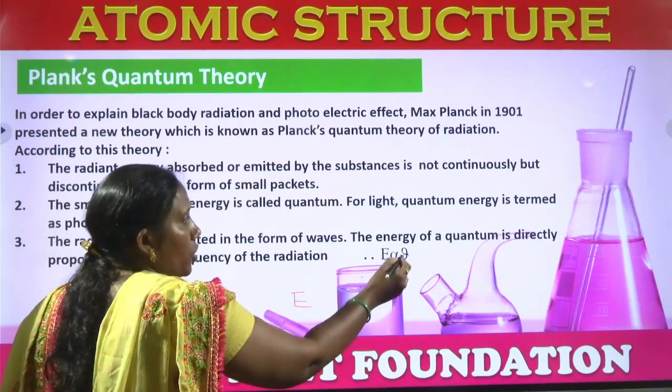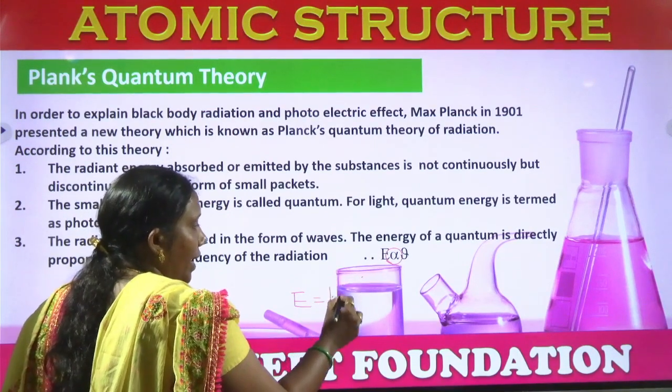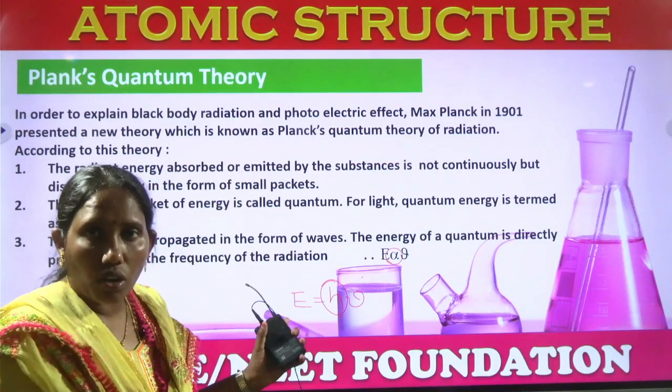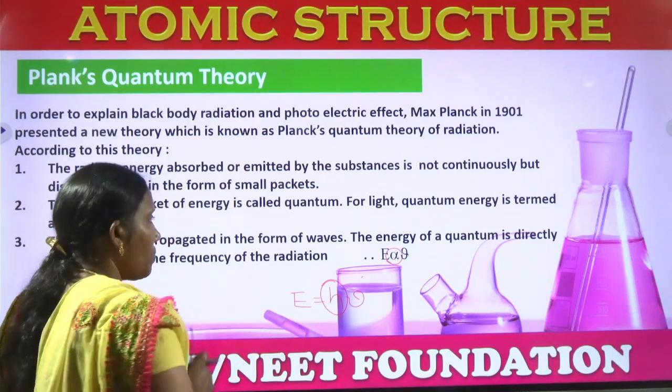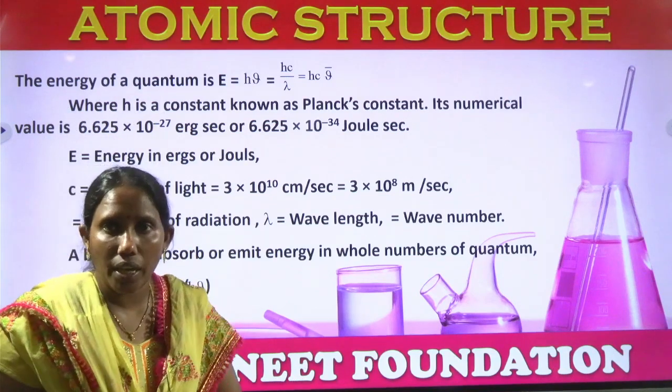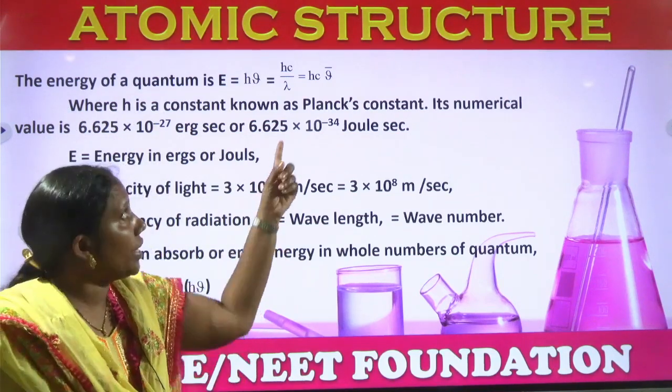If you remove that proportionality constant and I will take h into nu, h is called Planck's constant. For h we have different values. Let us see here. The energy of quantum is E equal to h nu.